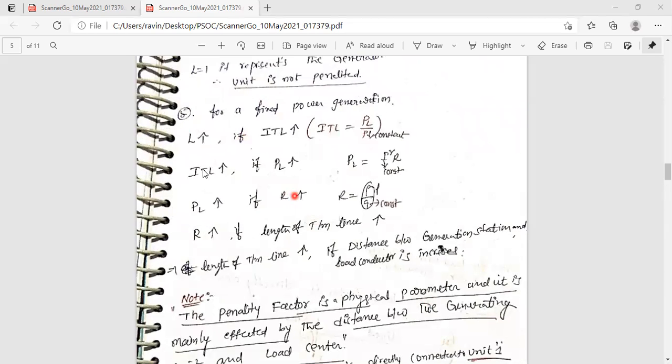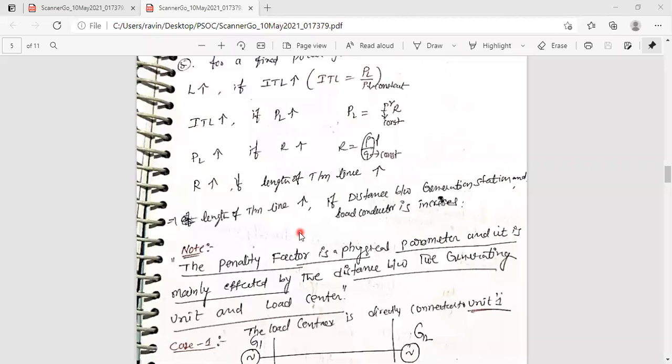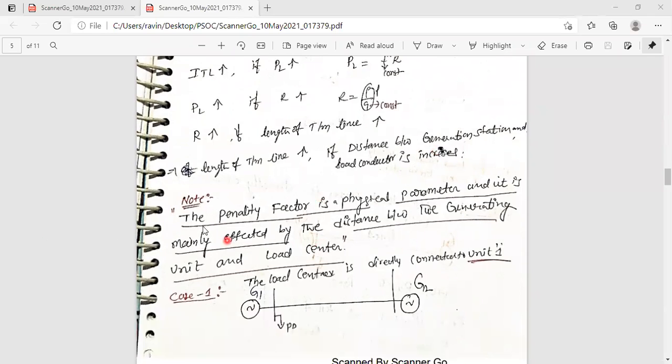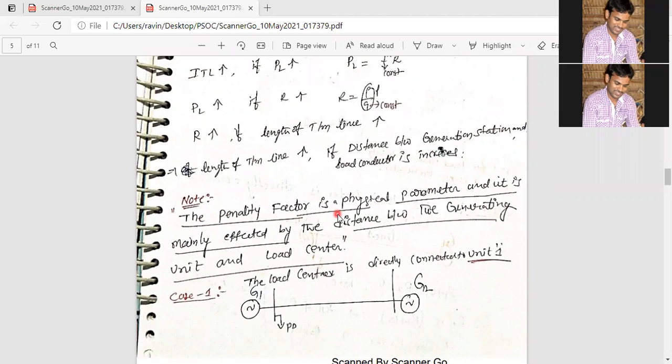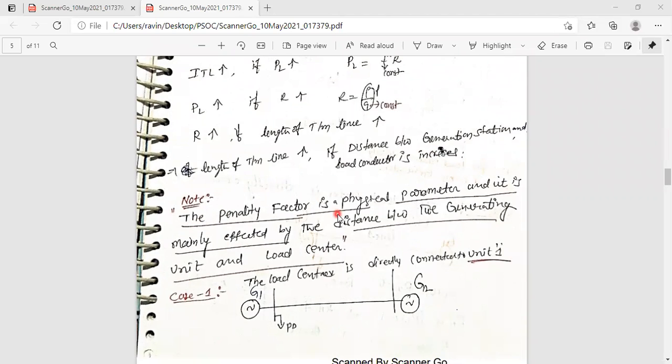These are the variation of power generation at a fixed power generation and length of the transmission line losses. If the distance between the generating station and the load center is large, losses increase. A very important note from the general conclusion: penalty factor is a physical parameter. Definition of penalty factor: penalty factor is a physical parameter.